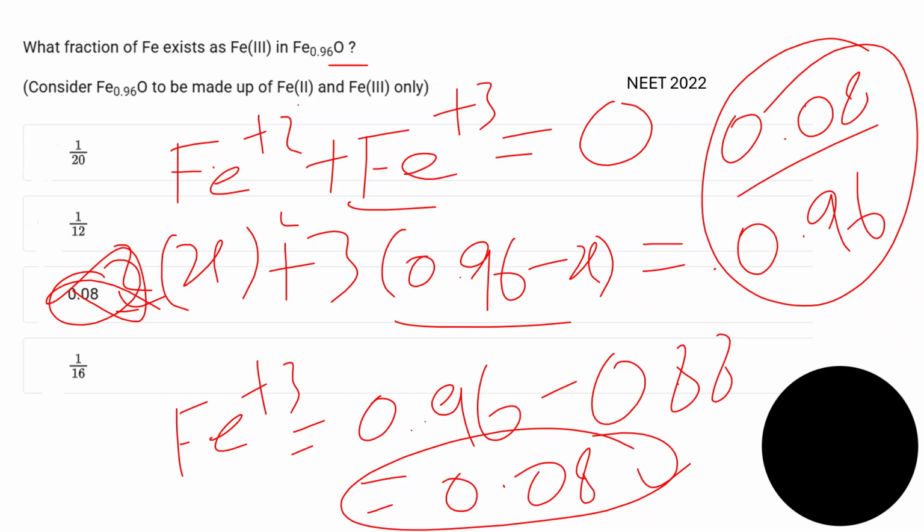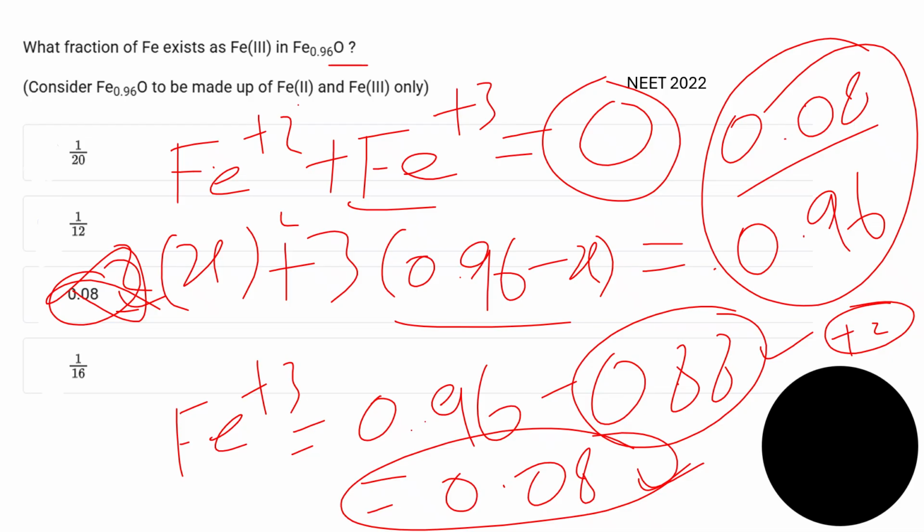In 0.96, 0.08 amount of Fe3+ is present. Okay, this amount of Fe2+ and this amount of Fe3+ mixed to give plus 2 charge, so that the minus 2 charge of oxygen is neutralized. Then the fraction means, in the total 0.96, how many Fe3+ are present. That is the fraction, which means 0.08 divided by 0.96, which gives 1 by 12. This is the answer, because many people are confused by this. This is the amount of Fe3+; the 1 by 12 is the fraction of Fe3+.